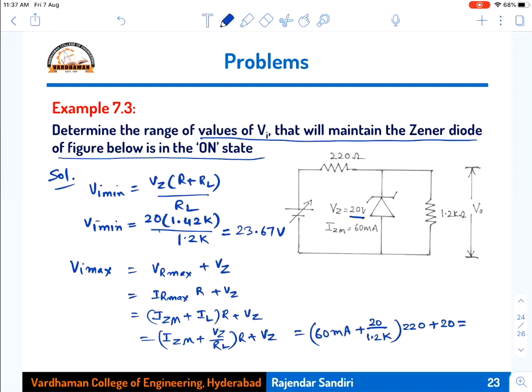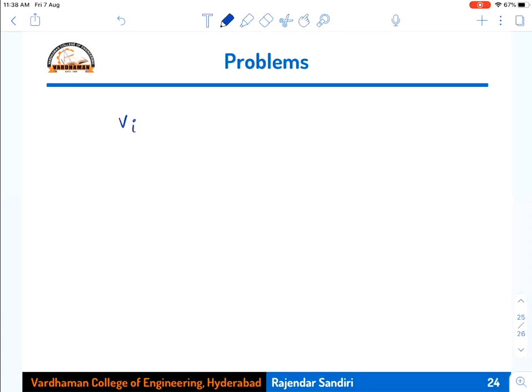Very correct. 36.86 or 87, okay, very correct. 36.87, very good. Vi maximum is 36.86 volts. So the range of Vi is 23.67 volts to 36.86 volts. During this range of voltages, your diode will be on and it will be acting like a voltage regulator.